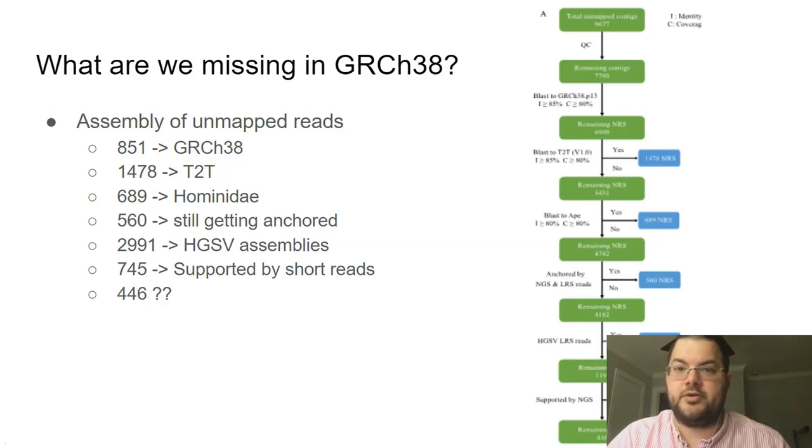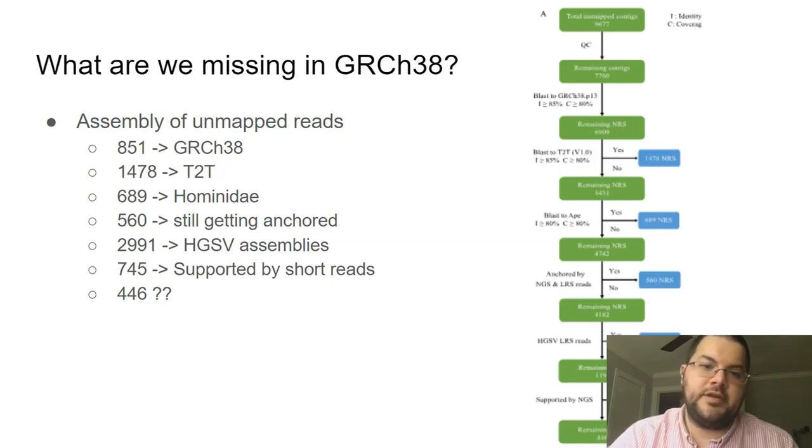But with that regard, what was interesting is we could align 1,478 of the remaining contexts to the T2T reference. And I think this really speaks to the quality of the T2T reference as a potential new reference genome, because here we could anchor these contexts into centromeres and telomeric regions and confirm that these contexts are likely from these regions. Still, there were lots of different contexts remaining from our assembly that hadn't been assigned to 38 or to T2T.